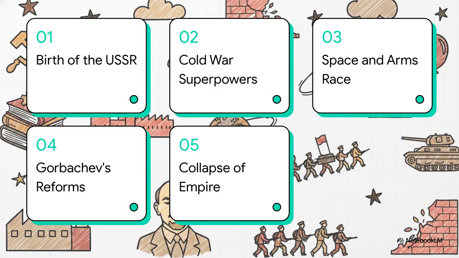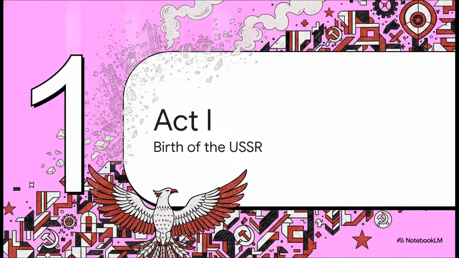So, how do we tackle a history this huge? We're going to unpack it in 5 main acts: the birth of the Soviet Union, the Cold War of superpowers, the space and arms race, Gorbachev's historic reforms, and finally, the final collapse of the empire. All right, let's jump right into Act 1, the birth of the Soviet Union.